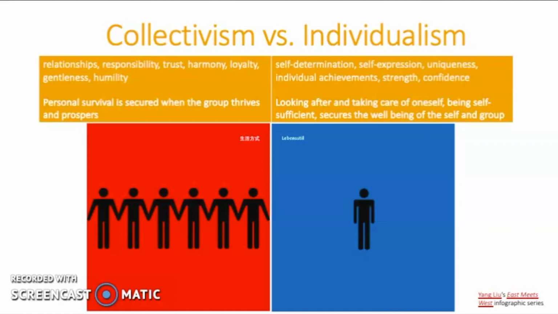So individualistic societies have languages with "I" in it. Collectivist societies tend not to, interestingly enough. In collectivist societies, things that are important to them: relationships, responsibility, trust, harmony, loyalty, gentleness, humility. Personal survival is secured when the group thrives and prospers.